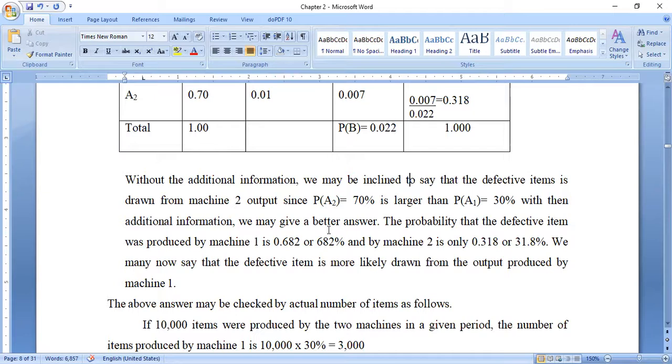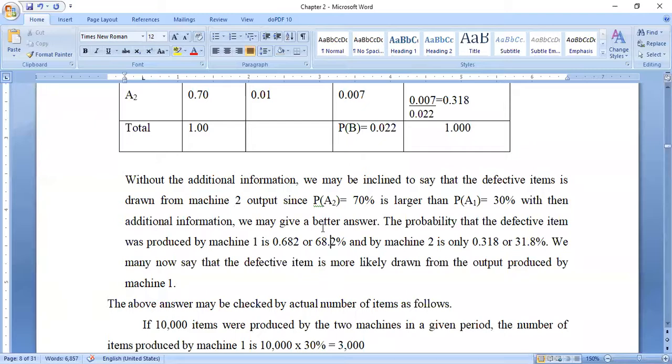The probability that the defective item is produced by machine 1 is 0.682, that is 68.2%, and machine 2 only 0.318, that is 31.8%. We may now say that the defective item is more likely drawn from the output produced by machine 1.